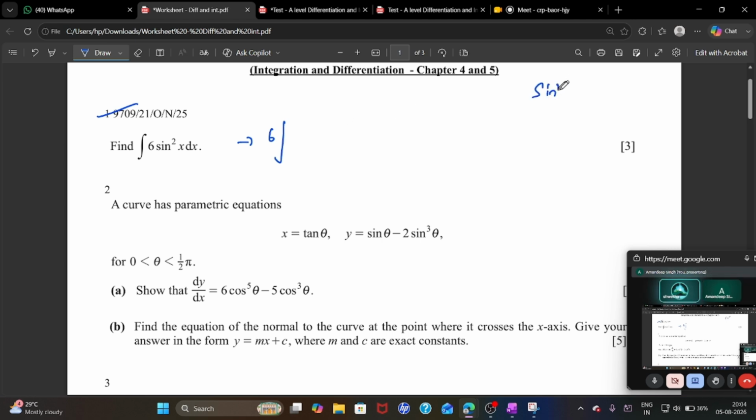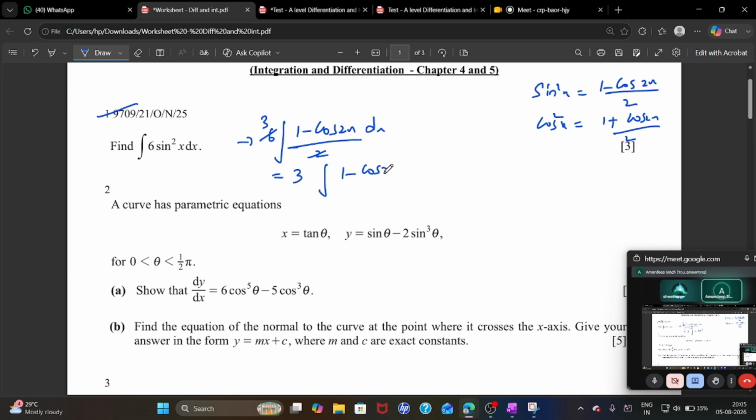For sine square x, we use 1 minus cos 2x divided by 2. And for cos square x, we use 1 plus cos 2x divided by 2. So here we use 1 minus cos 2x divided by 2 dx. So 2 threes are 6. So it is 3 of 1 minus cos 2x dx, which is equal to 3x minus 3 sine 2x divided by 2 plus c. Yeah, got it.